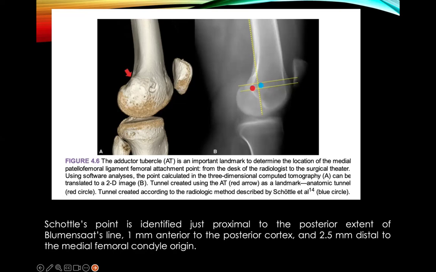This is a very important radiological parameter, which is seen on the C-arm intraoperatively when we go ahead with the formation of the femoral tunnel for the MPFL reconstruction. It is called the Schottle's point. It is identified just proximal to the posterior extent of the Blumensaat's line, 1 mm anterior to the posterior cortex and 2.5 mm distal to the medial femoral condyle origin. So this is where you have to make your femoral tunnel.